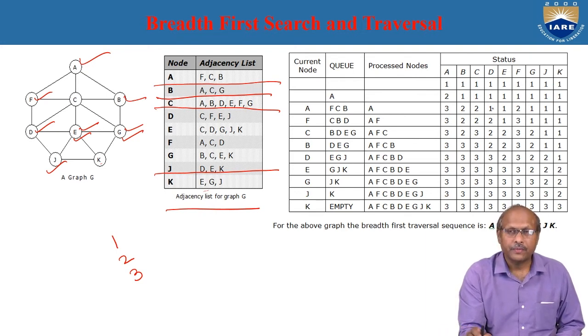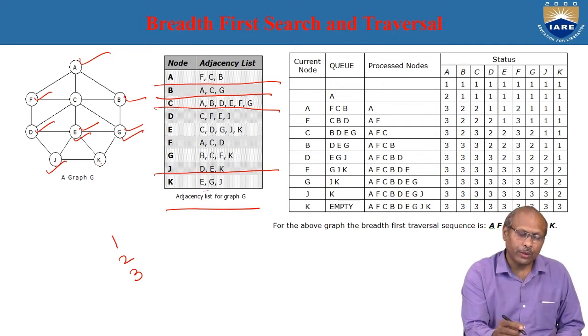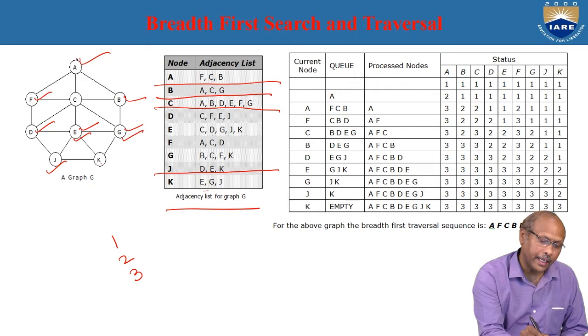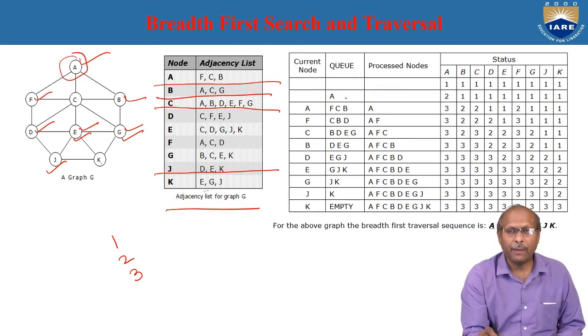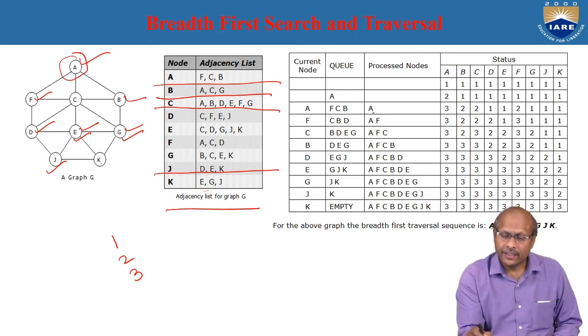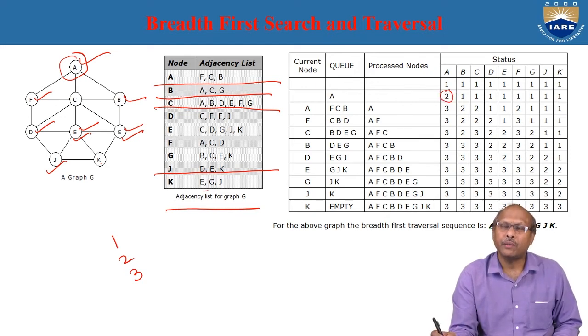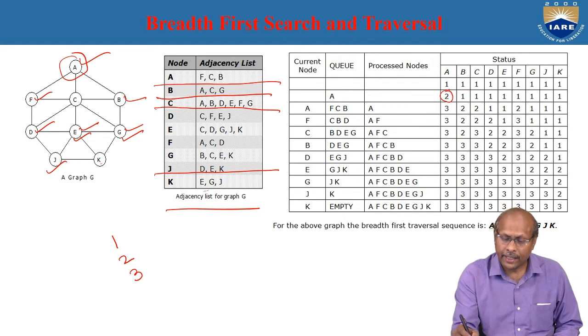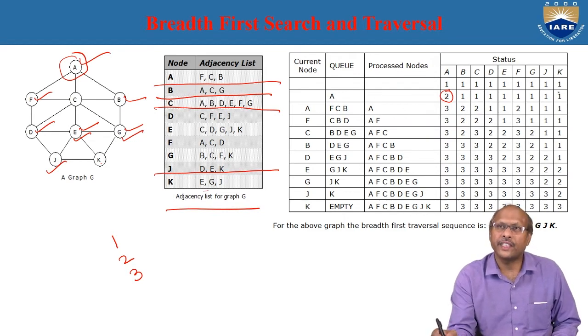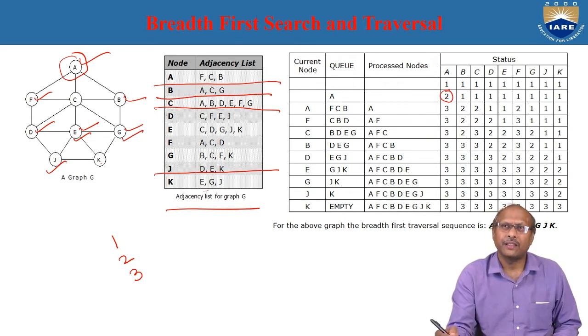After making them 1, then you insert a starting node. Now in this example, I have taken A as the starting node. So you insert A first. After inserting A, change its status to 2. So it says that this node is waiting for processing. It is in the waiting state. And the remaining nodes are in the ready state. They are ready to process.